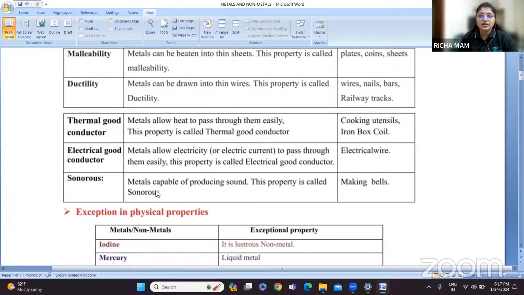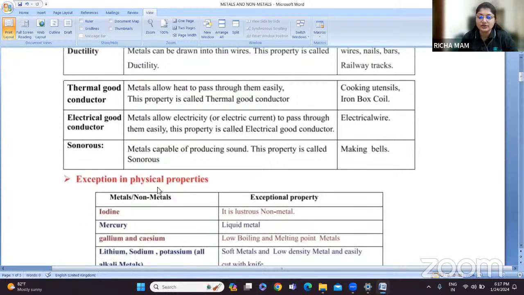Okay, so remember this. The word used for producing sound: metals are capable of producing sound, and this property is called sonorous. Producing sound means this property is called sonorous.